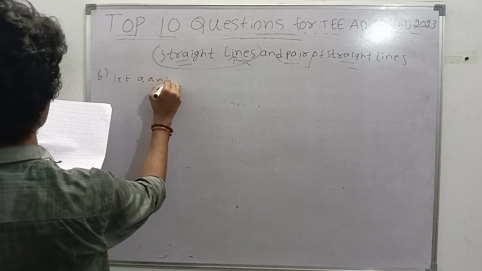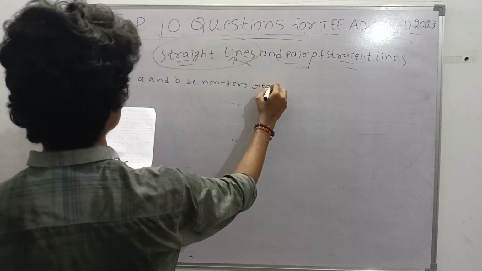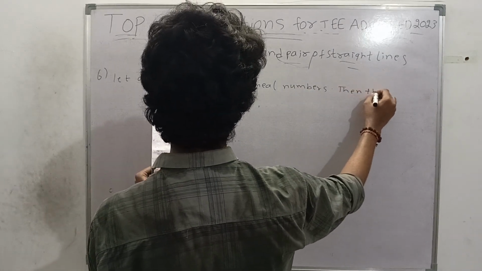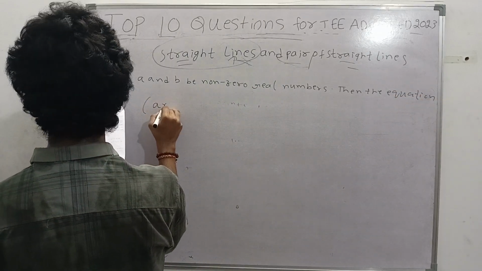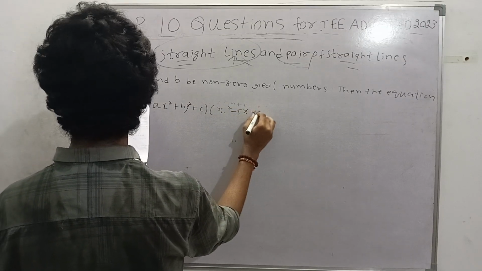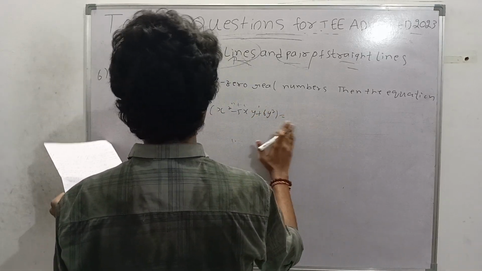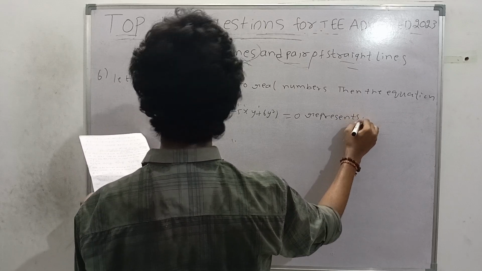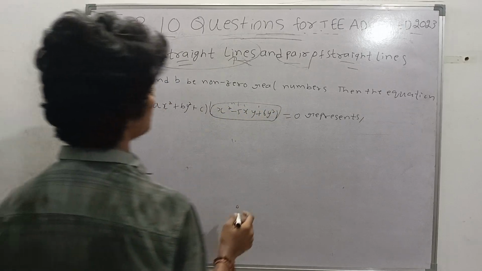Let a and b be non-zero real numbers. Then the equation (ax square plus by square plus c) into (x square minus 5xy plus 6y square) equal to 0 represents what? If you observe carefully, x square minus 5xy plus 6y square is a pair of straight lines equation.